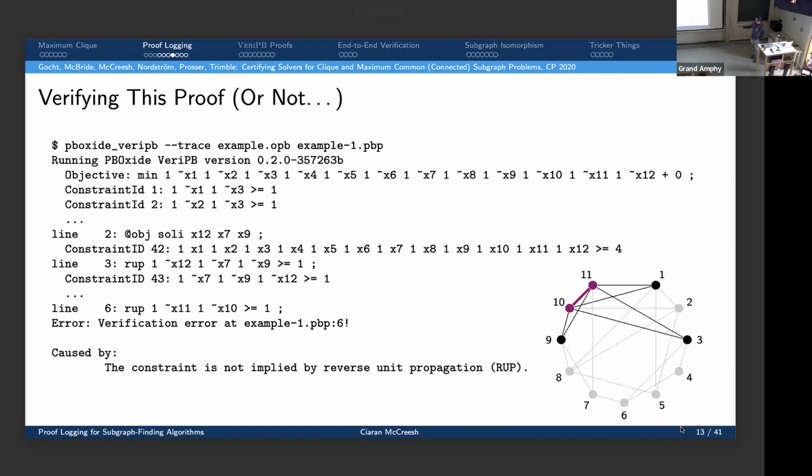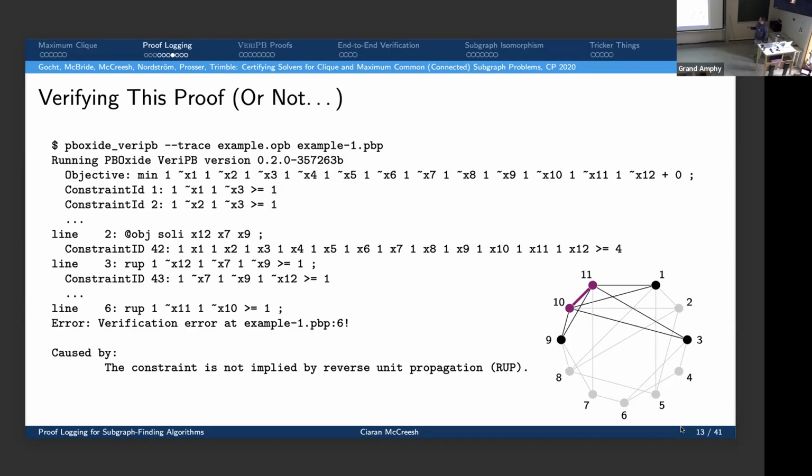This is where we are. VeriPB has a trace mode, so you can see it will read it. It will say, oh, here's my constraint ID 1, constraint ID 2, etc. When we get to a solution, it creates this constraint, okay, we're looking for at least a 4-vertex clique. We get to line 6, which says, okay, reverse unit propagation, backtracking from x10 and x11. This didn't work.